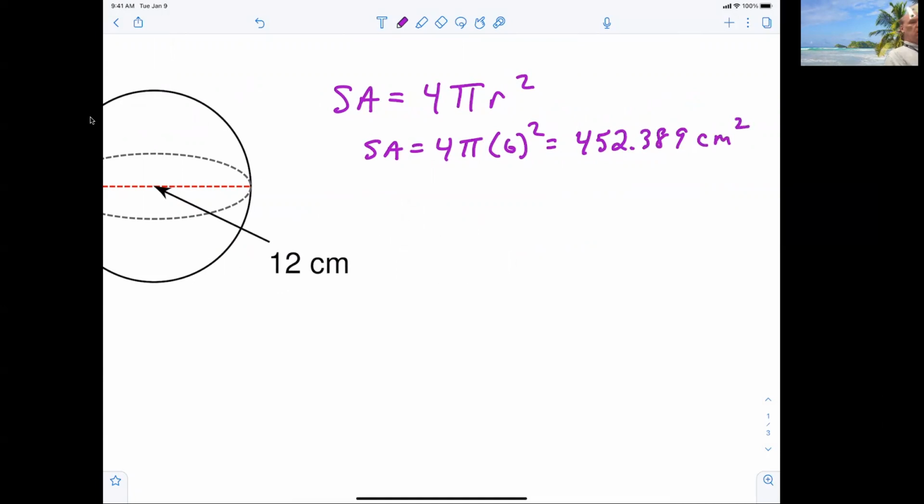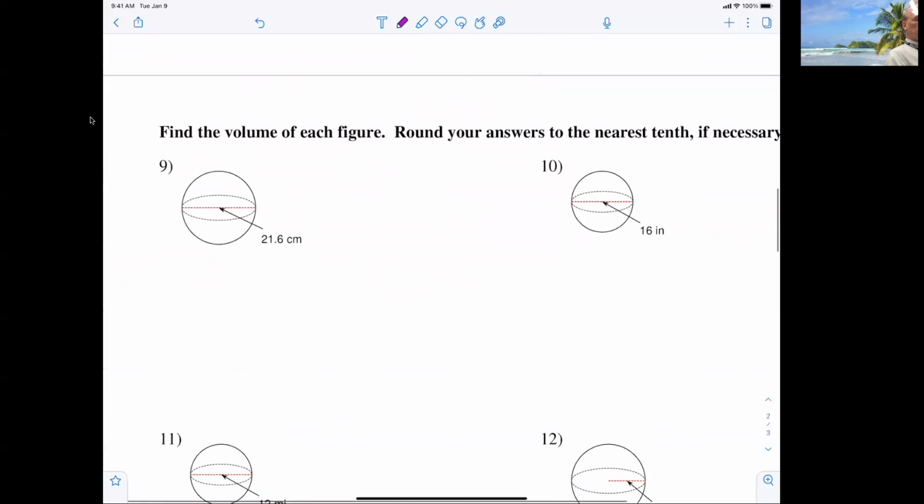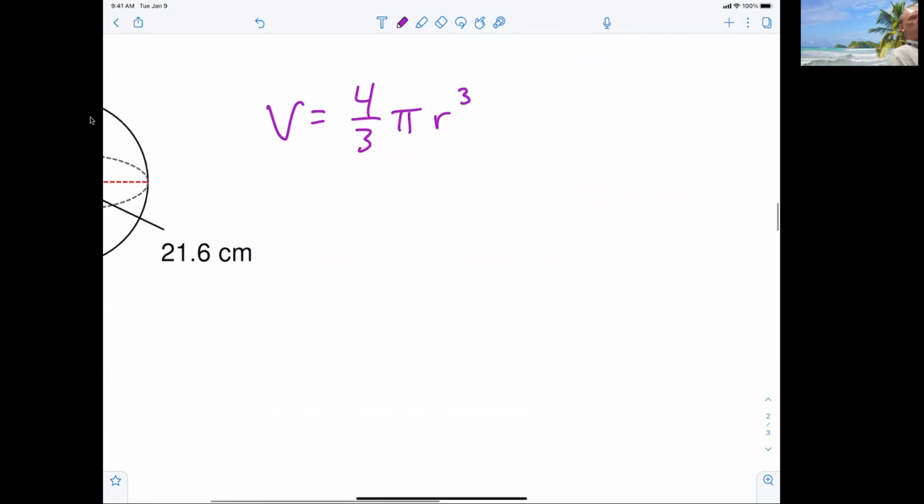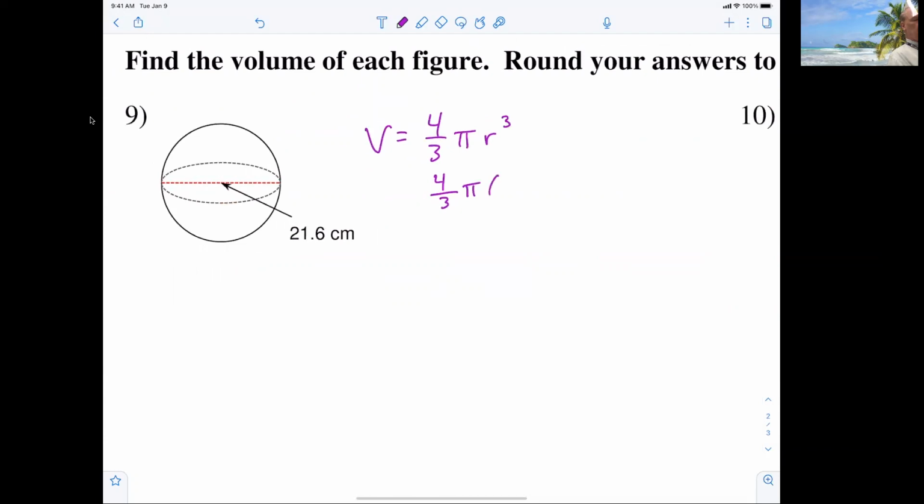Beautiful. Okay. Now I want everybody to quickly jump down to question number 9. We're doing volume this time. So V equals, what do I got? 4/3 times pi r cubed. Okay. Now, most people don't know how to do cube on the calculator, so I need everybody to look up on the board real quick. Believe it or not, you're going to type in 4/3 pi times, and then in this case, what's the radius? Somebody help me. What is the radius? 10.8. Thank you, whoever said that.